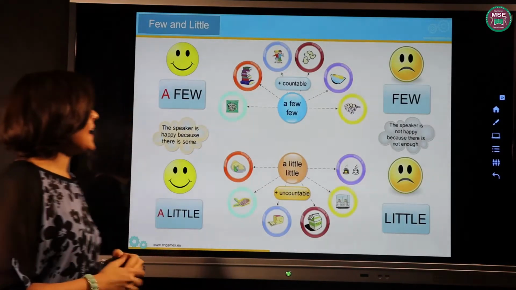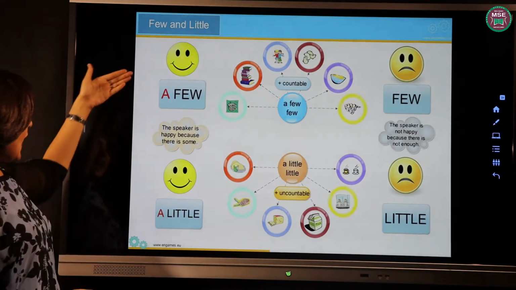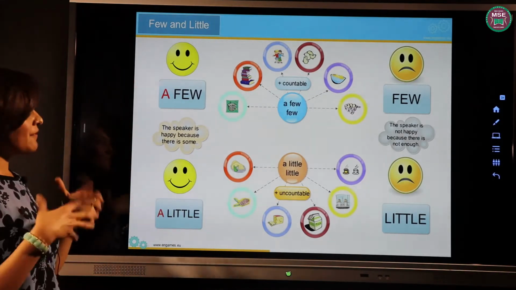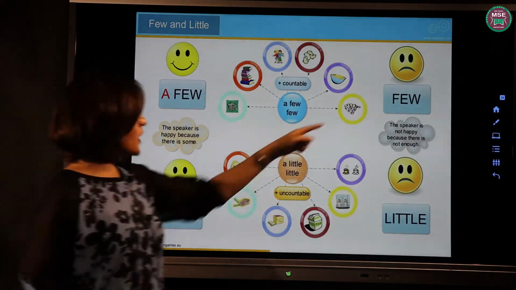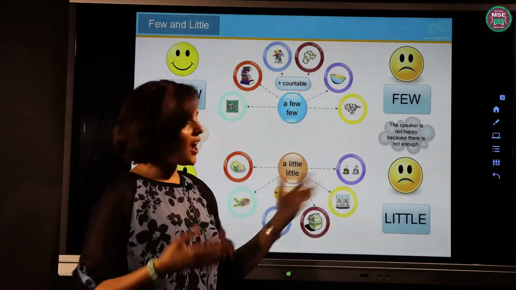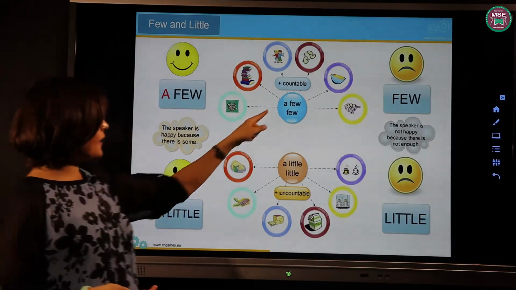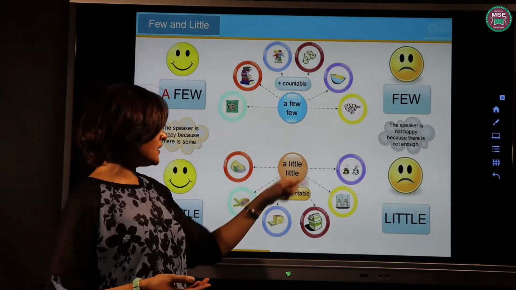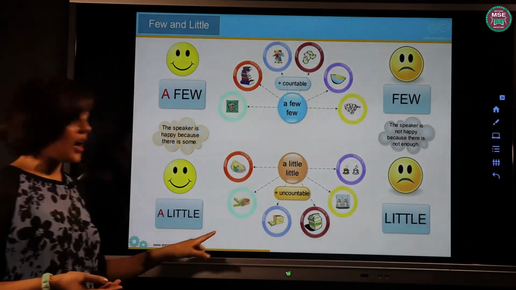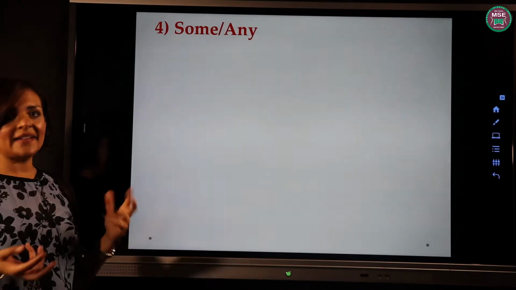And here is a diagram that explains more the difference. When I say a few or a little, I'm very happy because the amount is enough for my needs. When I say few or little, I'm very sad because it is not enough. Again, few and a few with countable nouns, and little and a little with uncountable nouns. What is the difference between some and any?